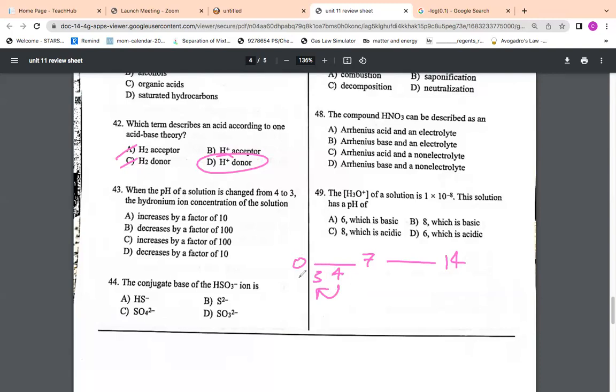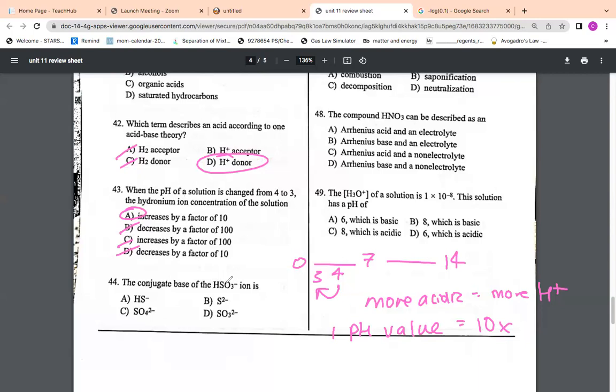It means we're becoming more acidic. If you are becoming more acidic, it means you have more hydronium. So we're not decreasing, we're increasing, but we are only going from pH 4 to pH 3. That's 1 pH value. This is always a change of 10 times. So it's a factor of 10, not 100. To change something by a factor of 100, it would have to be a difference of 2 pH values. So it would have to be from like 4 to 2.